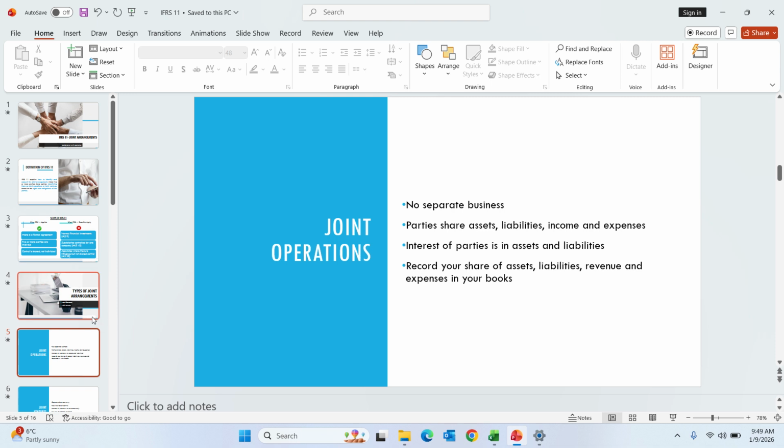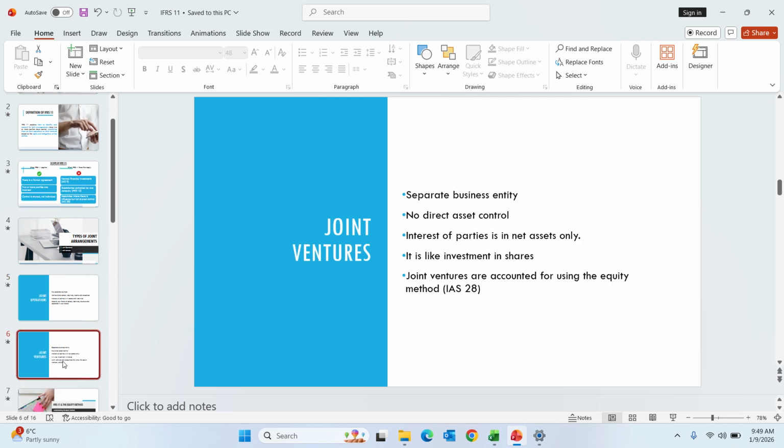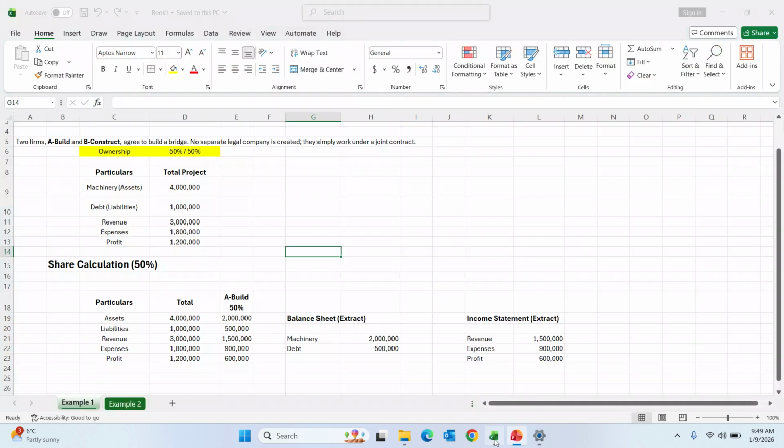Now moving forward to joint ventures. In a joint venture, a separate legal business entity is created. Parties have no direct control over assets, their interest is only in the net assets, and it is treated like an investment in shares. Joint ventures are accounted for using the equity method under IAS 28. Let's understand this with an example.